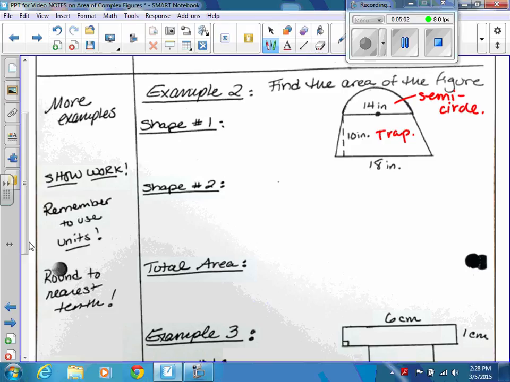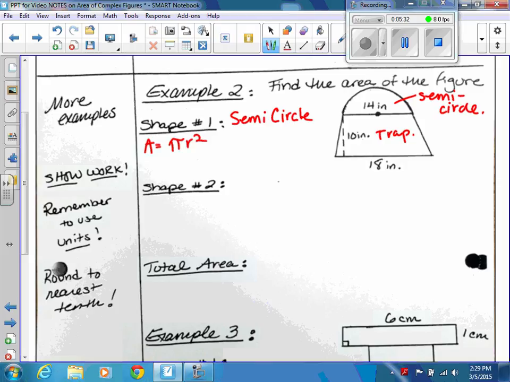So since we have a half circle here, we're going to find, again, the area of one shape at a time. I'm going to start with a circle. So this is a semicircle or a half circle. To find the area of a circle, and actually I'm going to put it sideways because I don't have a lot of room here, sorry. The area is equal to pi r squared, because that would be the whole area.